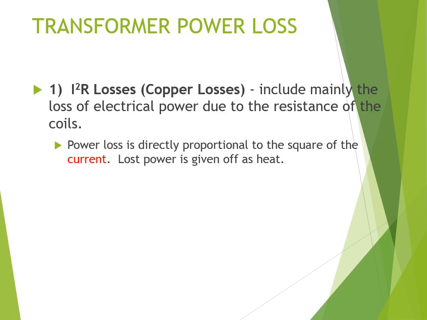So we have three types of power loss. We have I squared R losses, which is the formula for power loss, P equals I squared R. They're also called copper losses. They include mainly the loss of electrical power due to the resistance of the coils, and power loss is directly proportional to the square of the current. Loss of power is given off as heat.